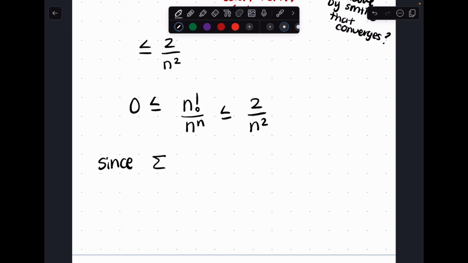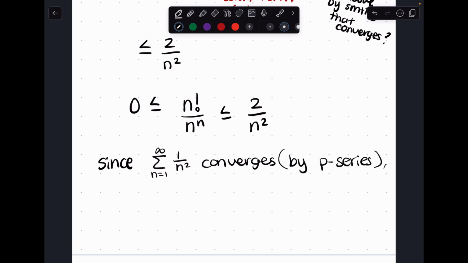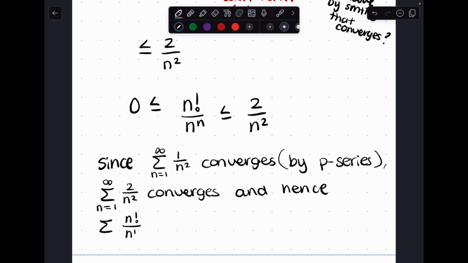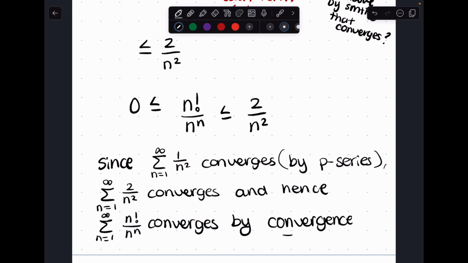Since 1 over n squared converges by p-series, the sum from 1 to infinity of 2 over n squared converges, and hence the series n factorial over n to the n converges by the comparison test. Okay, so we have that one.